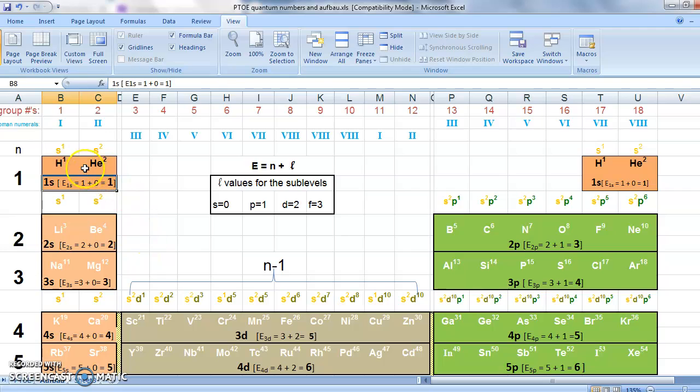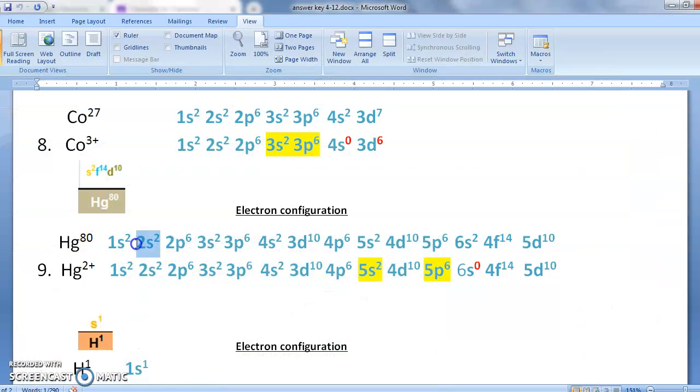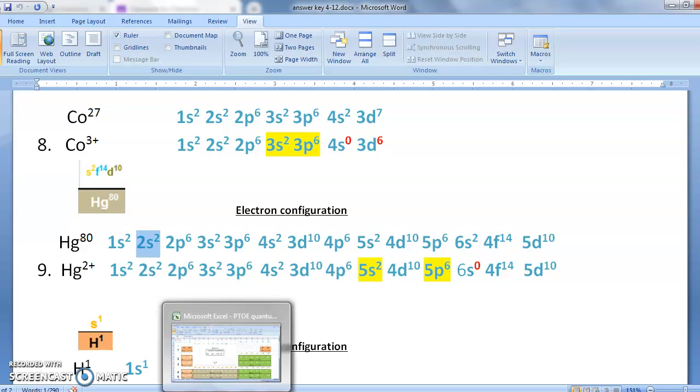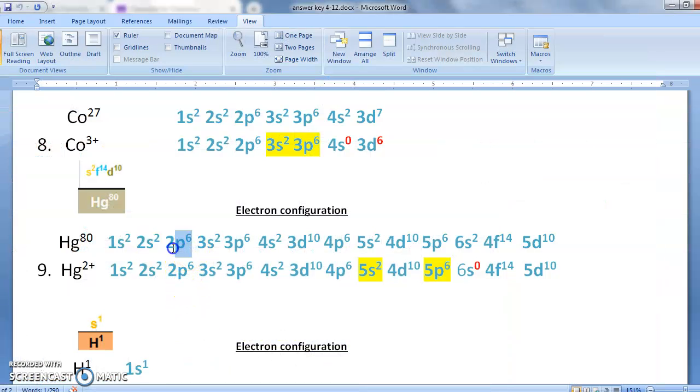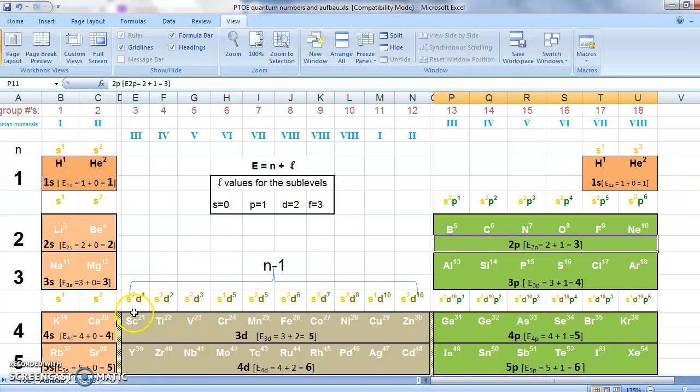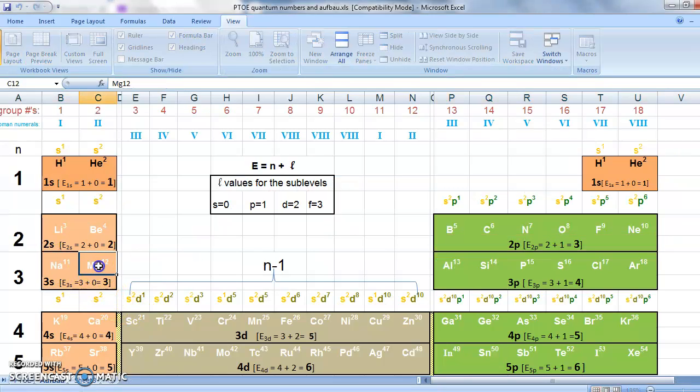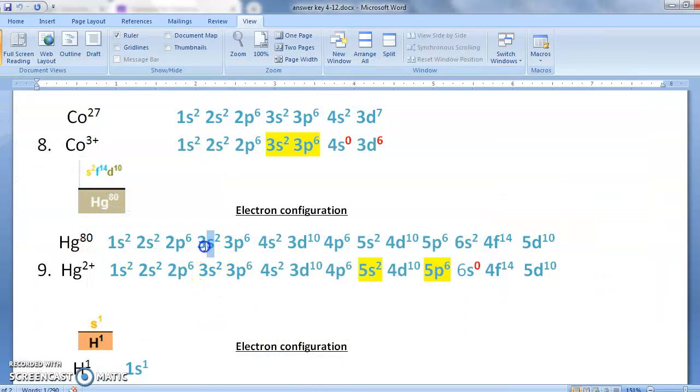I proceed after that. From number 2 comes number 3. Number 3 and 4 are in the 2s. There's 2 elements there. So I write 2s2. After number 4 comes the number 5. 5 through 10 are in the 2p. There's 6 elements there. So I will write 2p6. After number 10 comes number 11. 11 and 12 are in the 3s. There's 2 elements there. So I write 3s2.